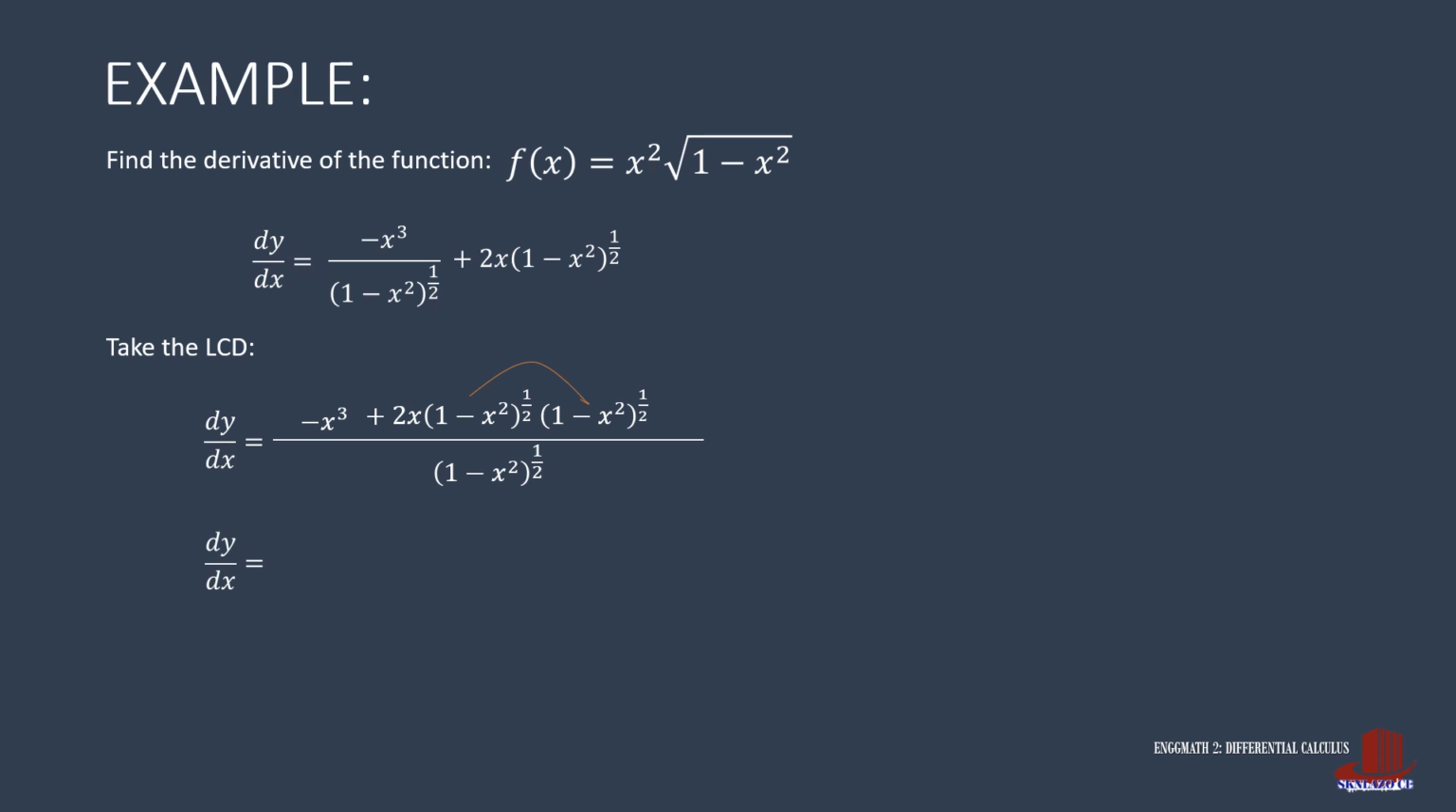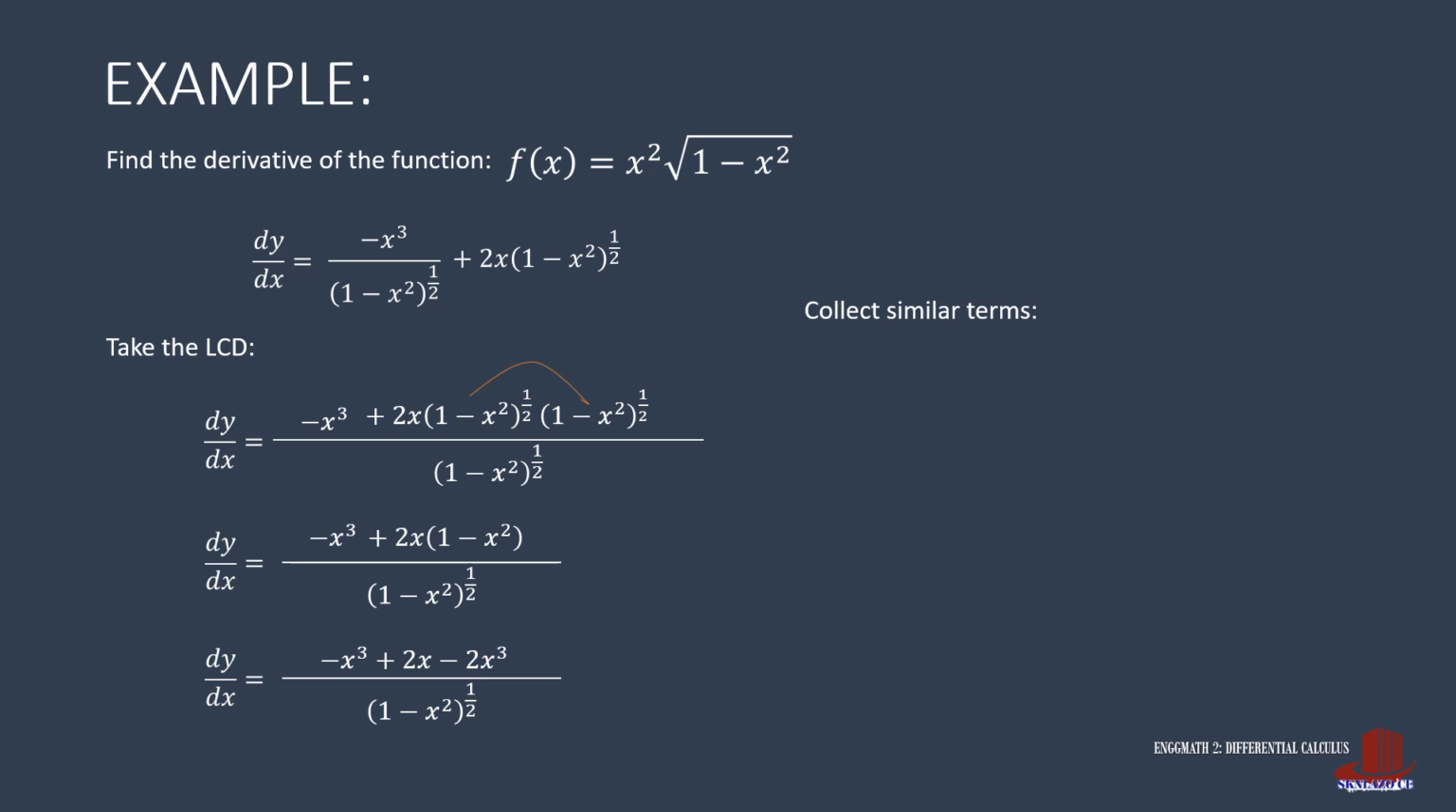Combine quantities to reduce the derivative, to make negative x cubed with 2x times the binomial 1 minus x squared. Distribute 2x and get the numerator of the derivative as negative x cubed plus 2x minus 2x cubed. Collect similar terms to come up with negative 3x cubed plus 2x upon the root of 1 minus x squared.